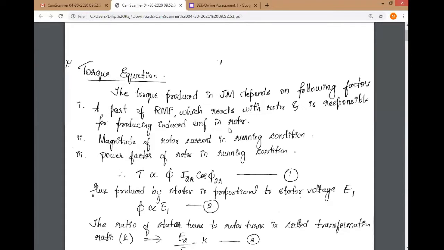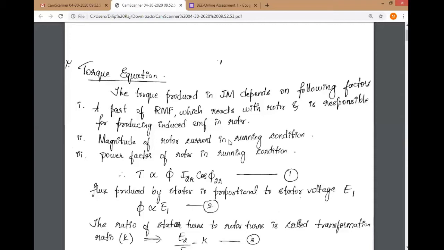The second parameter is the magnitude of the rotor current in running condition. I2 is the rotor current at standstill, whereas the rotor current at running condition is represented as I2R. The third factor being the power factor of rotor in running condition. So the power factor is always represented by cos phi. With respect to rotor, it will be cos phi 2, whereas in running condition, the power factor of rotor will be cos phi 2R.